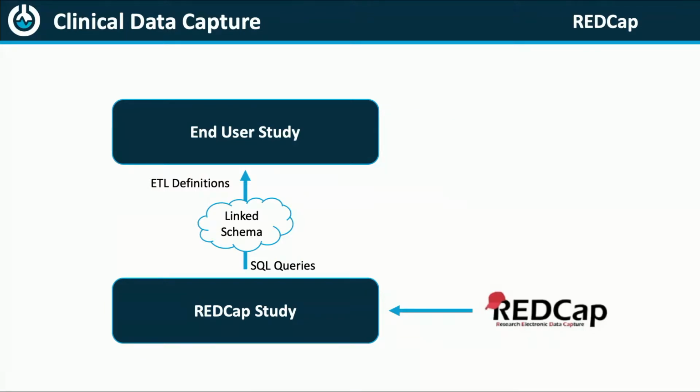We can think of the REDCap import as kind of the staging area, and then what we call the final study, the end user facing study. In the middle are SQL queries and then a linked schema. That allows you to take schema and data that are available in one container and make those queries available across containers. And then in the final study, we have ETL definitions to actually load into final study data sets.